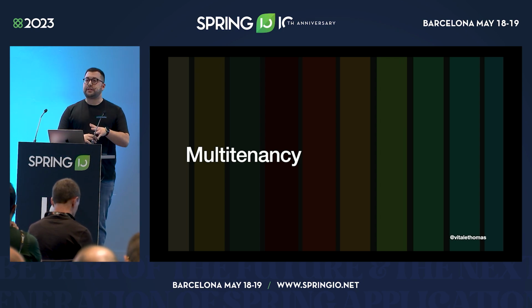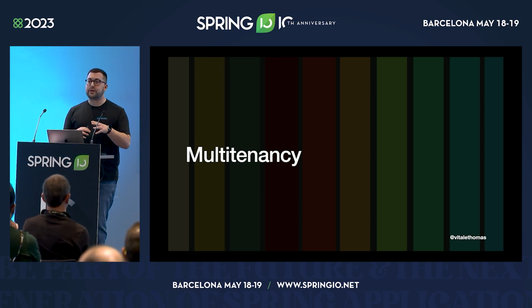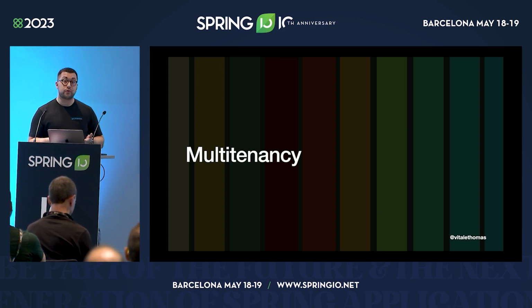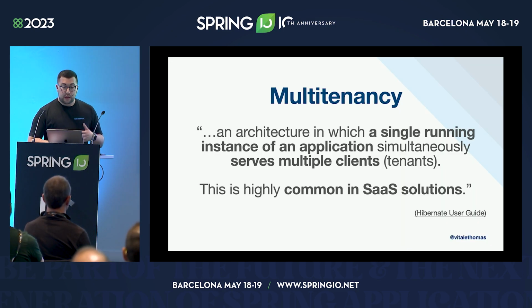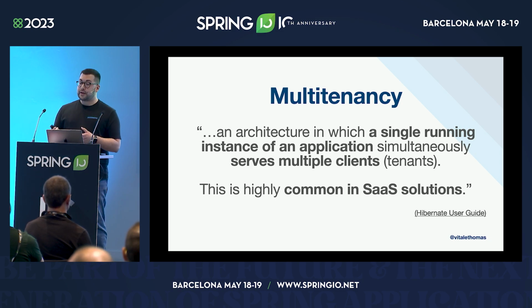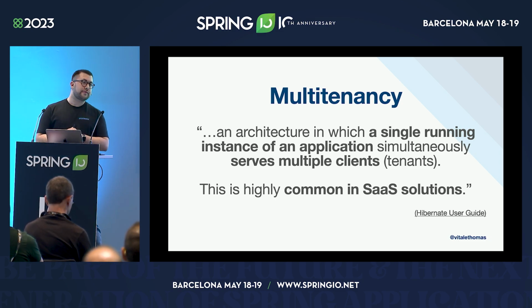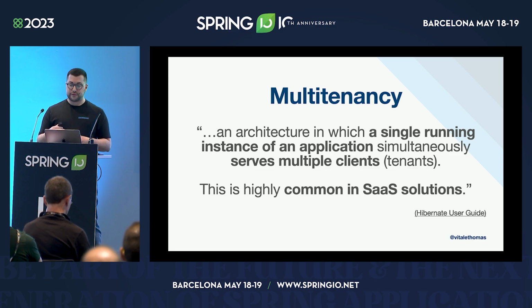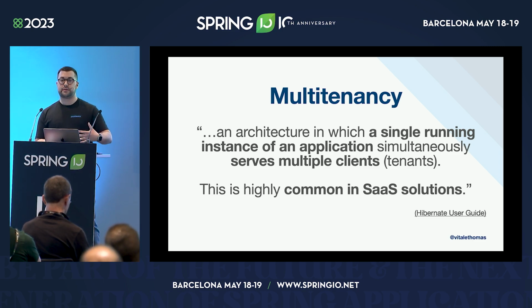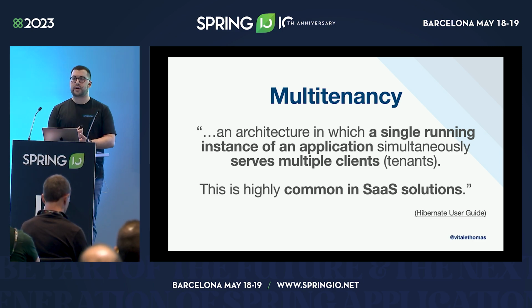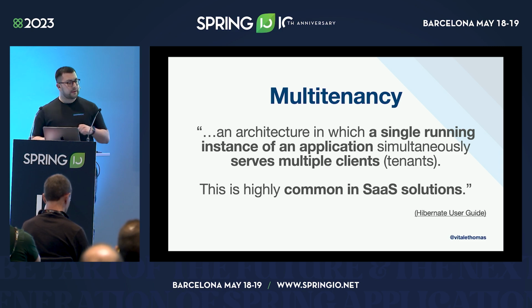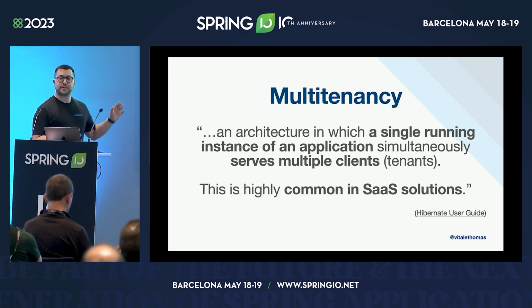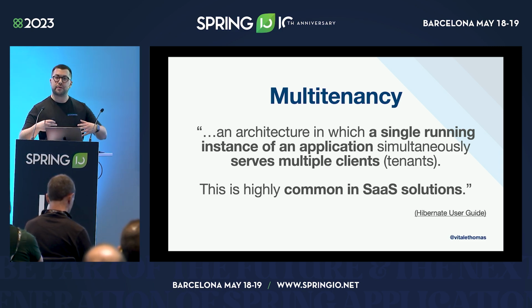So, multi-tenancy. Let's start by talking about what is multi-tenancy, why do we need it, and what problems we are trying to solve. Multi-tenancy is an architecture in which a single running instance of an application simultaneously serves multiple clients that we call tenants. That's how the Hibernate user guide defines it. And this type of architecture is highly common in software as a service solutions.